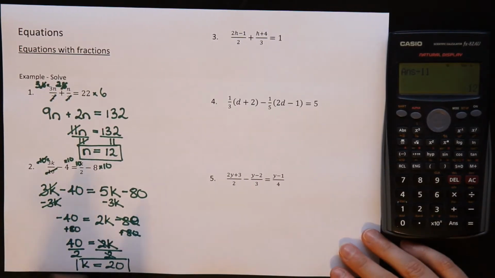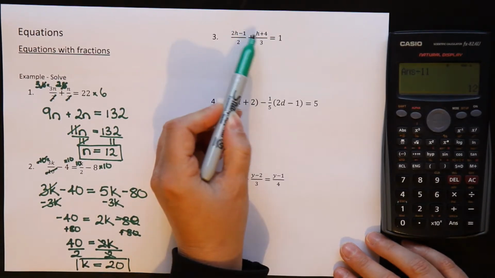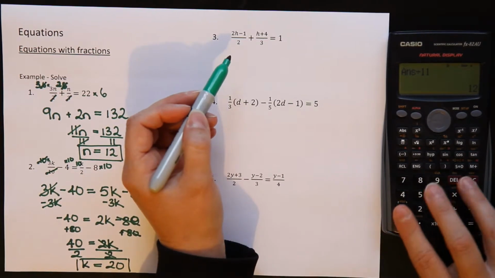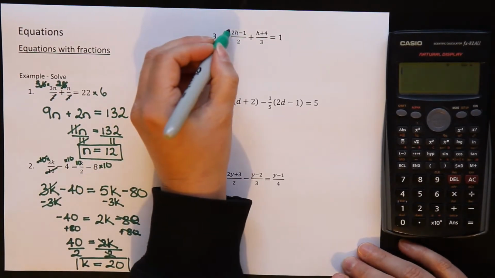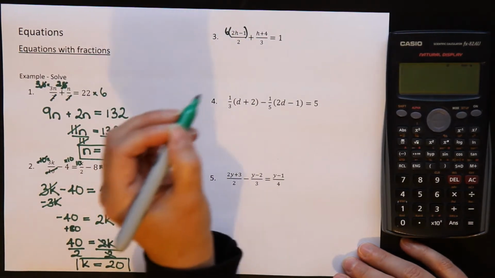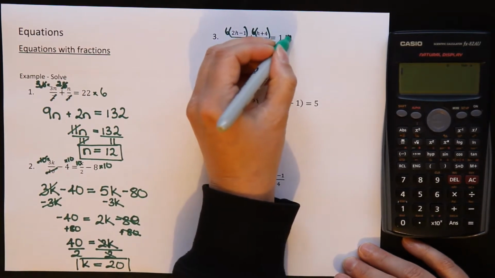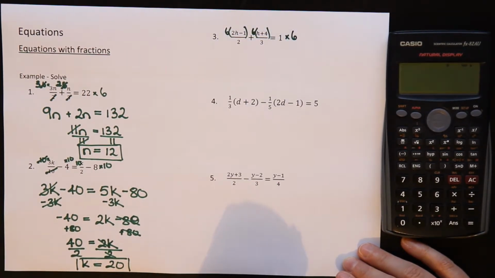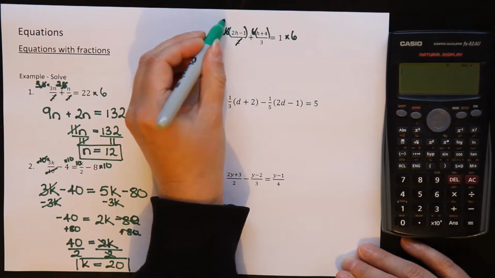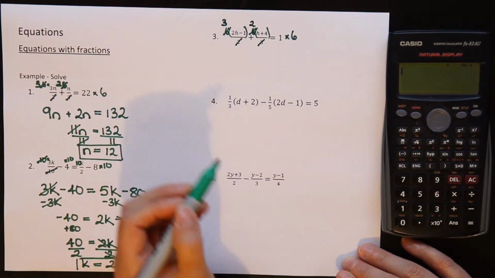Question 3. Again, I have a 2 and a 3 as my denominator. My fractions are a little bit messier, but the process still works. I'm going to multiply everything through by 6. So I'm going to have 6 times all of that. And I'm going to have 6 times all of that. And I need to times this last term here by 6 as well. So 6 divides by 2 to give me a 3. And 6 divided by 3 gives me a 2.